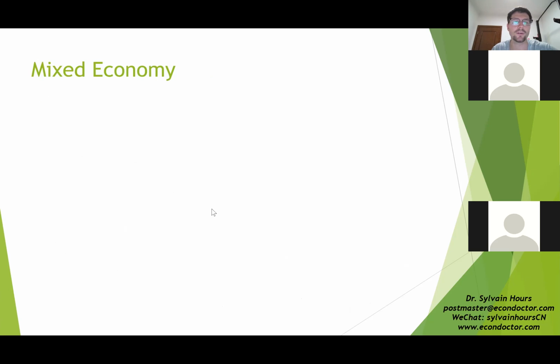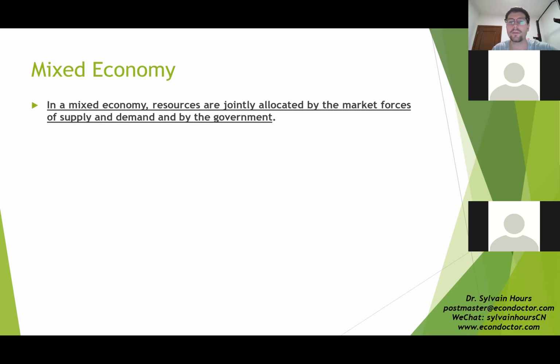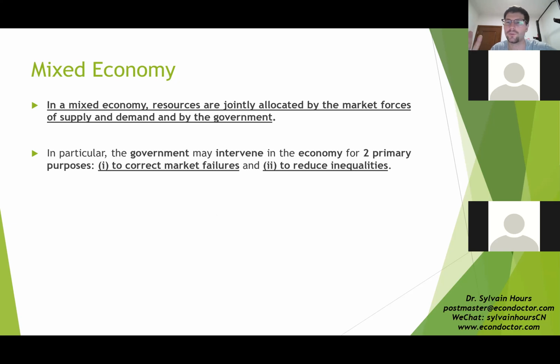And finally, we have the mixed economy, which is halfway through. So how do we allocate resources? Well, some of it is going to be allocated by the market, and also the government will intervene in the economy as well. It's important that you explain to your students that there are essentially two reasons for which the government might want to intervene in the market economy. First, to correct market failures, because we said earlier that this is a limitation of market economies. And the second reason is to reduce inequalities.